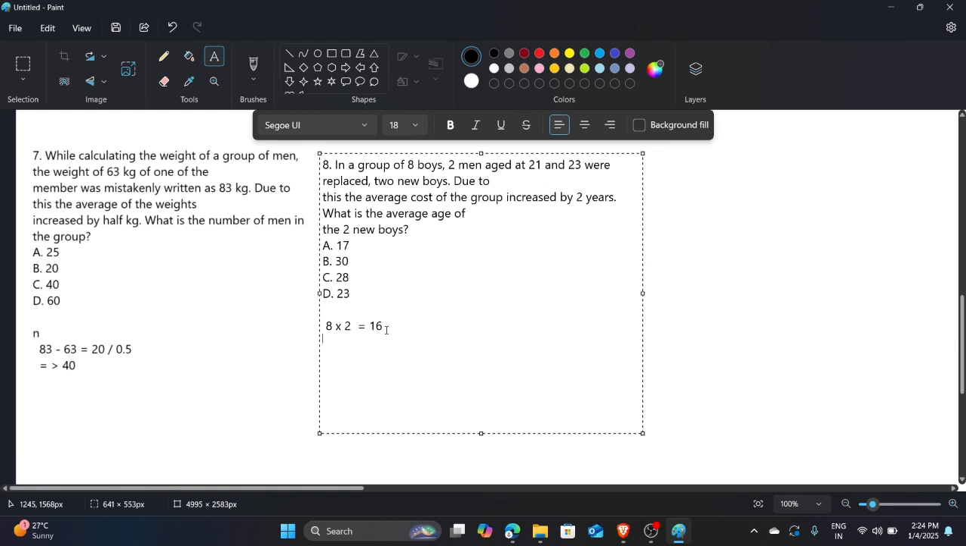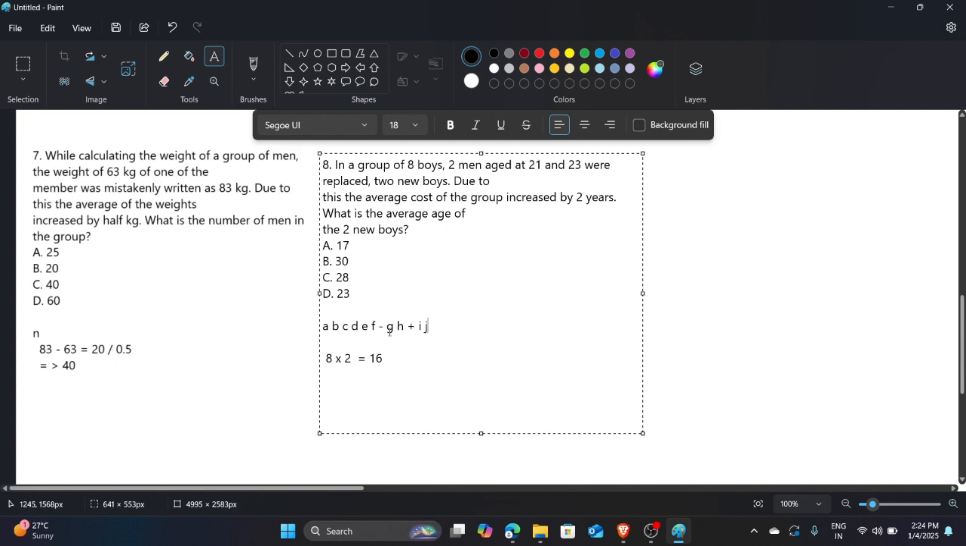If you know the concept of average, imagine there are 8 boys, A, B, C, D, E, F, G and H, all different. Now I exclude some of them and add other new ones. The group average increased by 2 years.